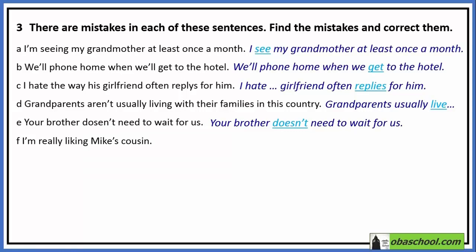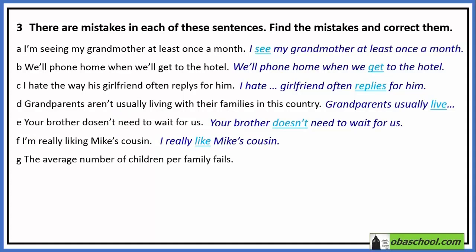Now let's go to F. I'm really liking Mike's cousin. The mistake in the sentence is liking because the verb like is a state verb. We know that a state verb cannot be in the progressive form. It has to be in the simple form. So we have to remove the am and the ing to end up with only like. I really like Mike's cousin.